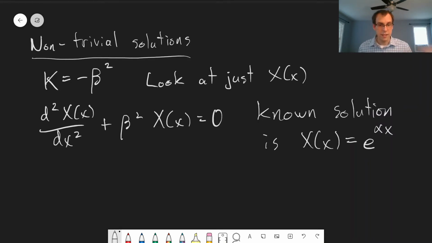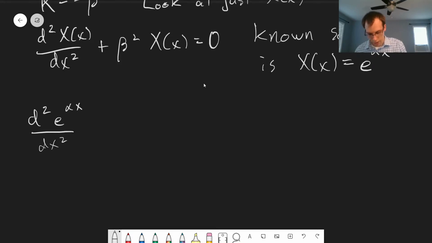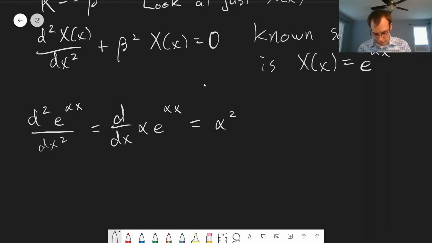We can test this and show that this is true instead of just taking it on faith. So we can just take the second derivative of e to the alpha x with respect to x. If we take one derivative, we'll get alpha times e to the alpha x. And we take the second derivative and we'll get alpha squared e to the alpha x.